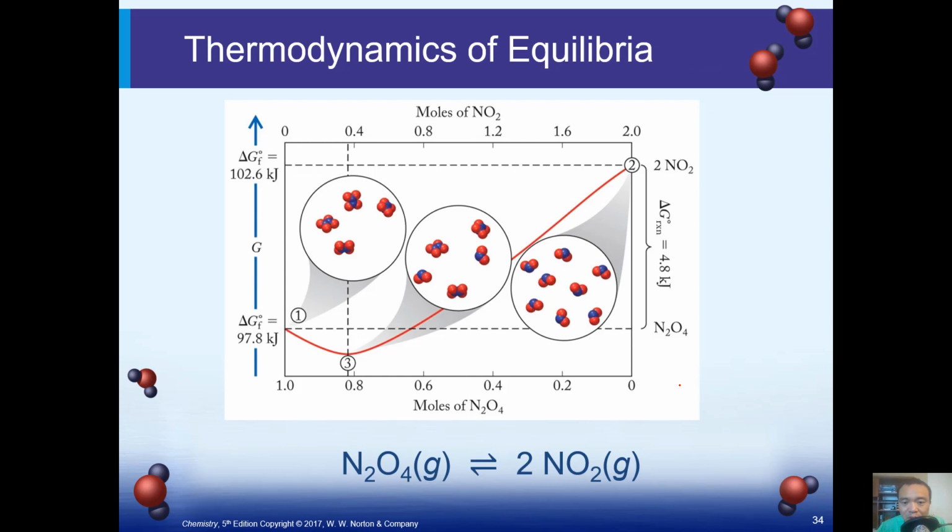The relationship between delta G and equilibria is illustrated in this figure for the reaction of N2O4 in equilibrium with 2NO2. Using the standard free energies of formation, we can calculate the delta G of formation for the products and the delta G of formation for the reactants for the overall delta G. And we can find out that delta G for this reaction is actually 4.8 kilojoules.